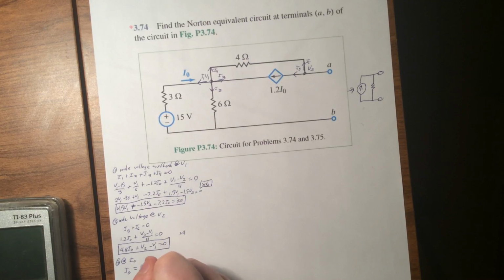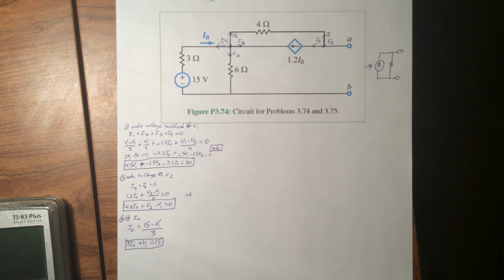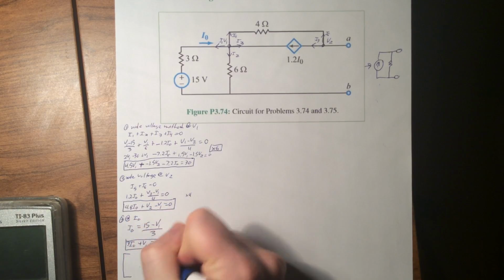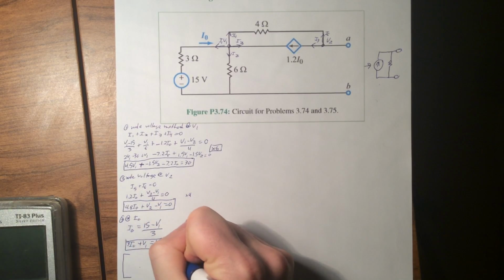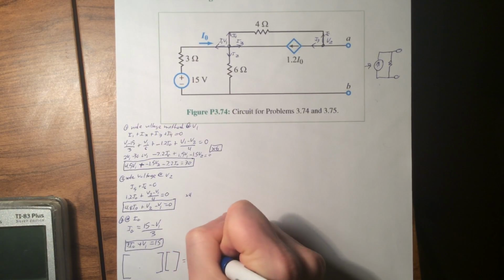3I0 minus plus V1 equals 15. That's our third equation. So now that we've got those in, we'll pop it back up. Now that we've got those in, we're going to make our matrix over here, which is going to be our 3 by 3 to solve, and our 3 by 1.